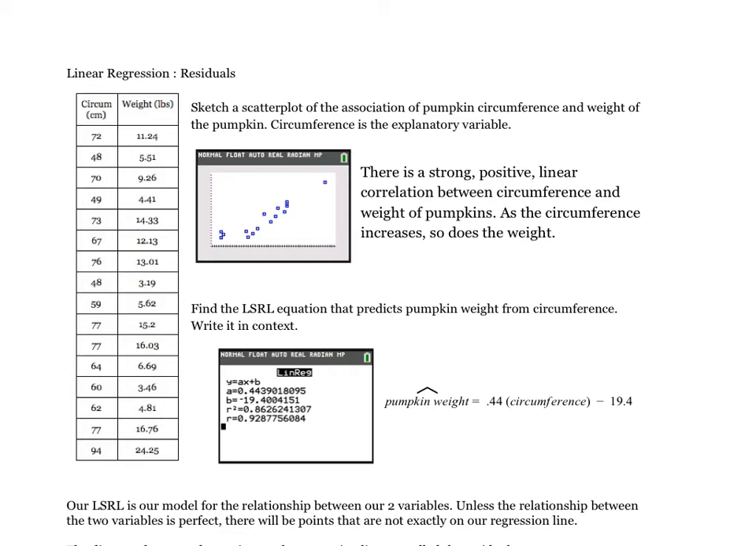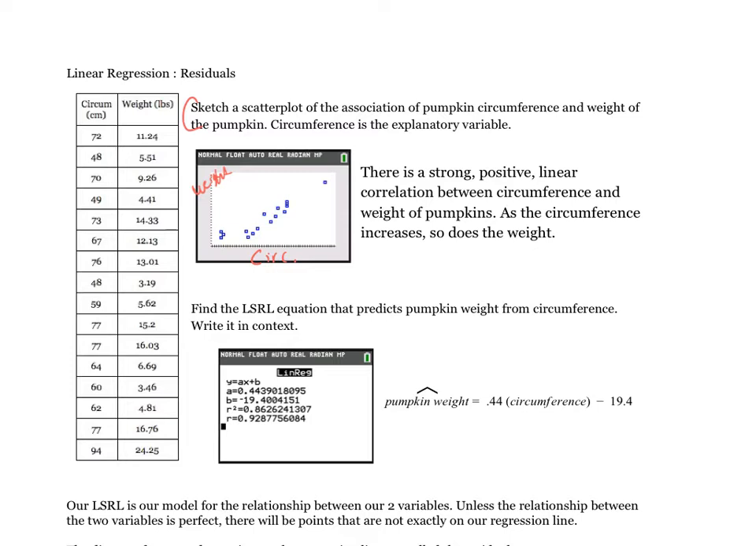If you look on the left side of the slide here, we have circumference in centimeters and weight in pounds of pumpkins. Okay, so that first entry in the table is a 72 centimeter circumference pumpkin that weighed 11.24 pounds, etc. We'd like to investigate the relationship between the circumference and the weight of a pumpkin. Below we've made a scatter plot of the association of pumpkin circumference and weight of the pumpkin. And we use circumference as the explanatory variable. So circumference was here, and the weight was here.